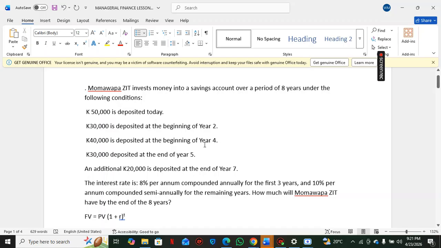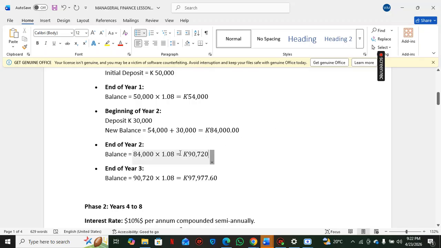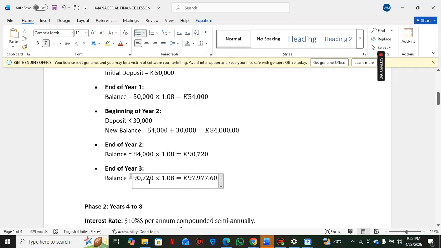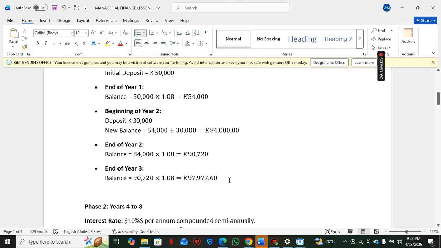So the next deposit is only going to happen in year 4. At the end of year 2, as we said, we have 90,720 kwacha. Year 3 comes, you start with this 90,720 kwacha. Then at the end of year 3, this 90,720 kwacha is going to grow by another 8%. So you say 90,720 multiplied by 1.08, again to get 97,977.60 kwacha. That is the balance at the end of year 3.